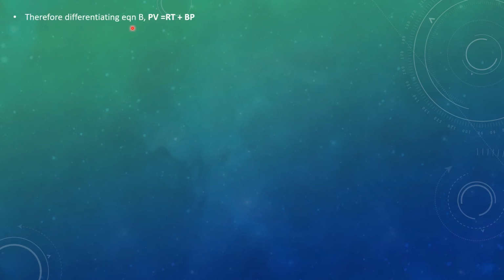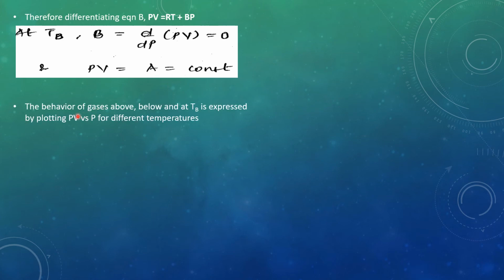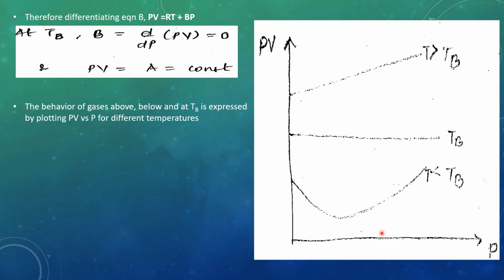Therefore, differentiating equation B with respect to pressure at a constant temperature T_B, B is equal to d by dP of PV, and B is 0 at the Boyle's temperature, and PV is equal to A, which is a constant. The behavior of the gases above, below and at Boyle's temperature is expressed by plotting the PV versus P graph for different temperatures. That is this graph.